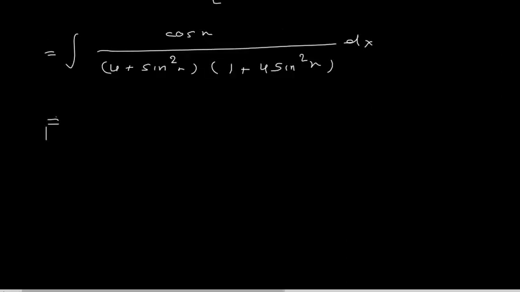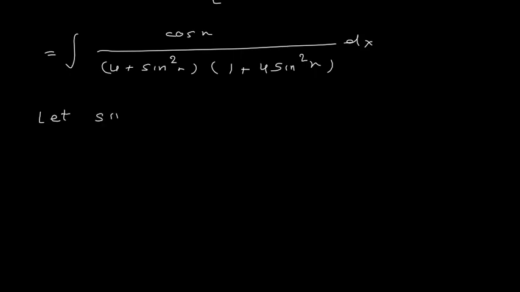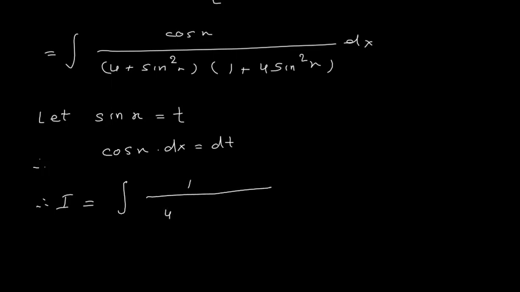Okay, now 9th question. Here I will substitute sin x is equal to t. So let sin x equal to t. Therefore I have cos x dx equal to dt. So I will say that our integration I is the integration of cos x dx, which is dt. So it is 1 upon 4 plus t square, and here it is 1 plus 4t square, into dt.